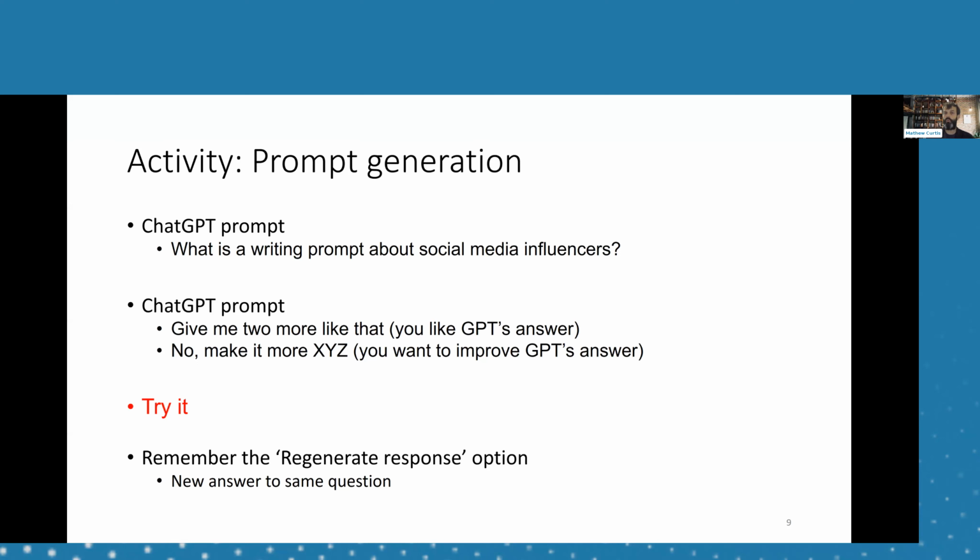So my first prompt is, what is a writing prompt about social media influencers? I can then engage in a conversation with ChatGPT, to say, no, make it more about young social media influencers, or no, make it more about Instagram social media influencers. Then if I start getting responses that I like, I can then say, give me 2 more prompts like that. So I encourage you to go ahead and try that command prompt now in your AI program of choice.